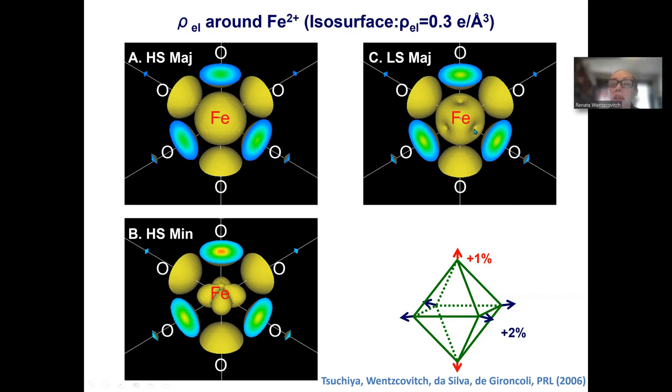When you replace magnesium by a low spin iron, and only the T2G orbitals are occupied, that is the low spin charge density, and the octahedron contracts. It's smaller than magnesium. Iron 3 plus is smaller than magnesium, and the octahedron contracts. When you go from high spin iron to low spin iron, there is a brutal change in volume of 8%.